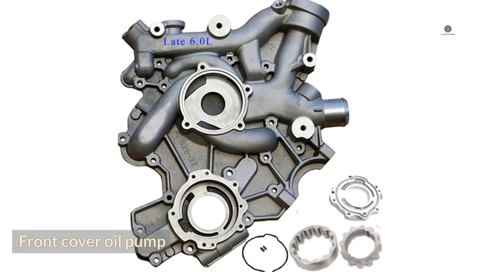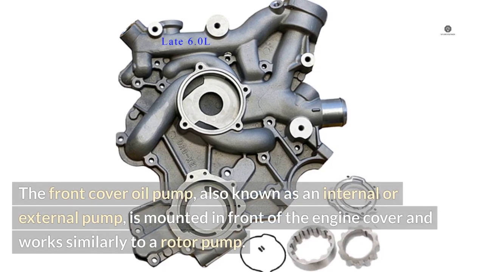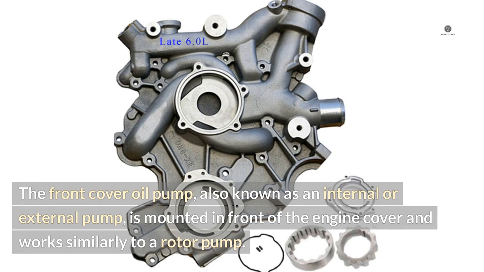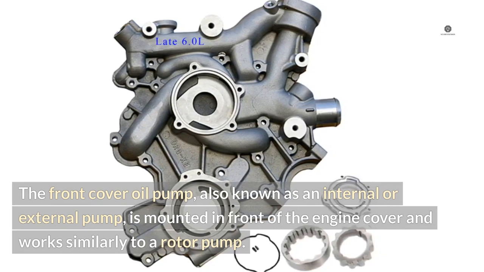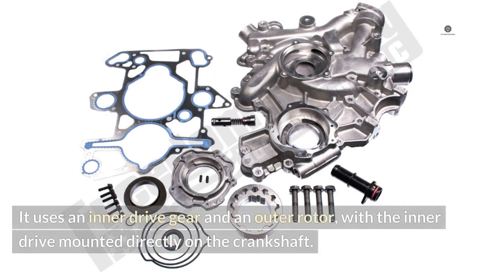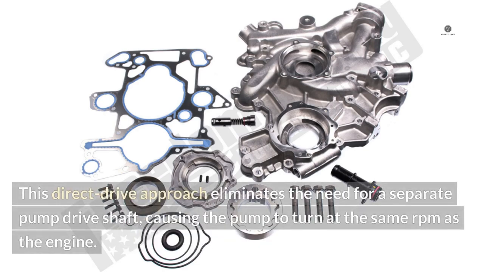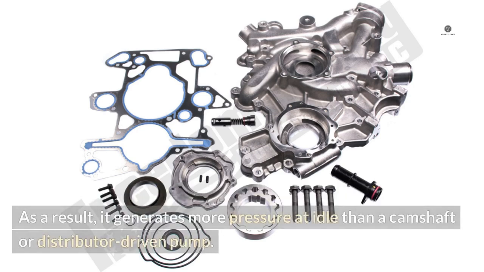Front cover oil pump. The front cover oil pump, also known as an internal or external pump, is mounted in front of the engine cover and works similarly to a rotor pump. It uses an inner drive gear and an outer rotor, with the inner drive mounted directly on the crankshaft. This direct drive approach eliminates the need for a separate pump drive shaft, causing the pump to turn at the same RPM as the engine. As a result, it generates more pressure at idle than a camshaft or distributor-driven pump.